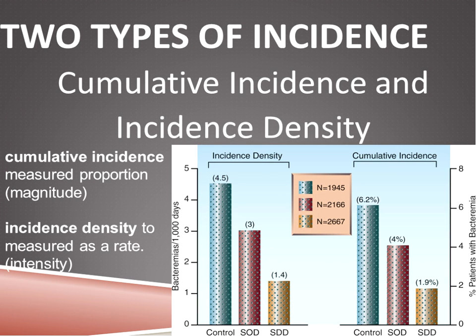Okay. There are two types of incident rates. One is cumulative incidence and the other one is incident density. And so I have two charts here so you can look at the difference in the way the data would be displayed. Cumulative incidence measures a proportion or the magnitude of what is occurring in our population, where incident density is related to the rate or the intensity, as in how fast it's occurring in our population.